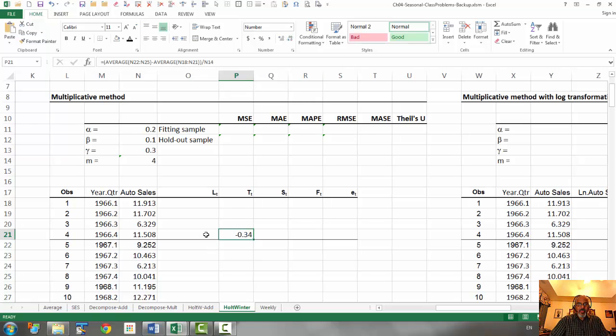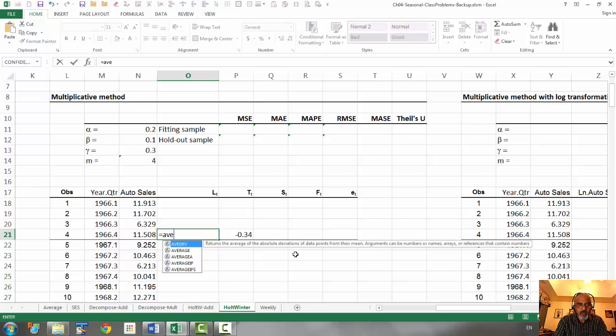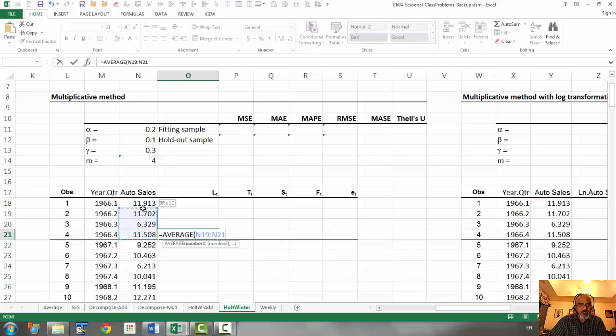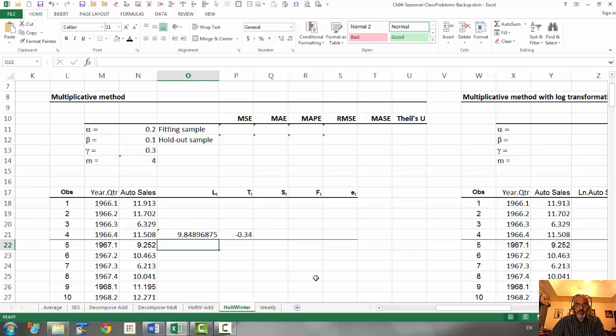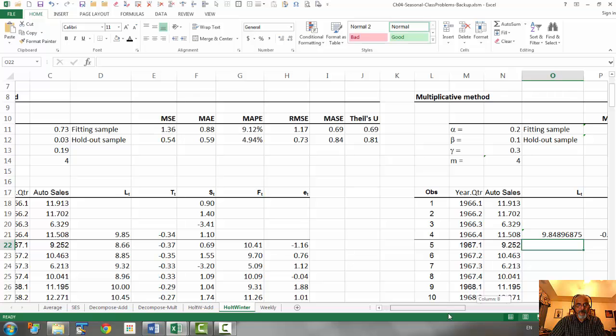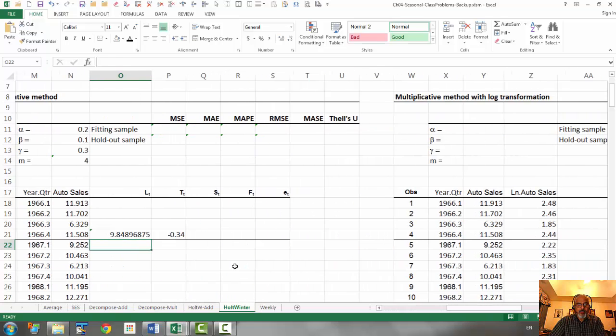Okay, now the initial value for L sub t is the average of the first year, and then we add (m minus 1) over 2, because you have to adjust it, times the trend value.